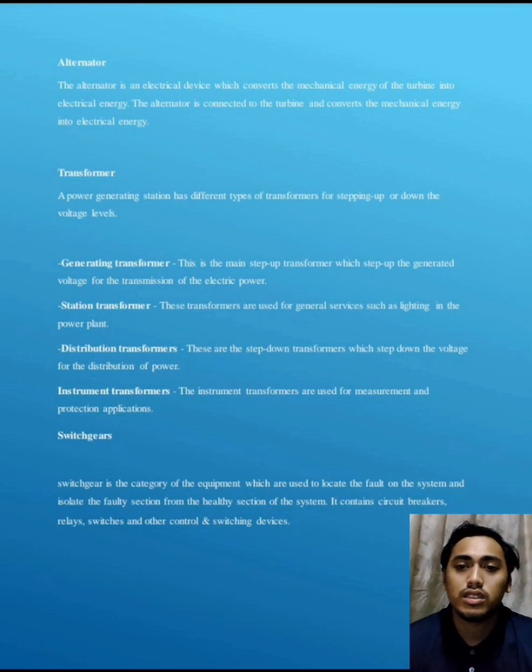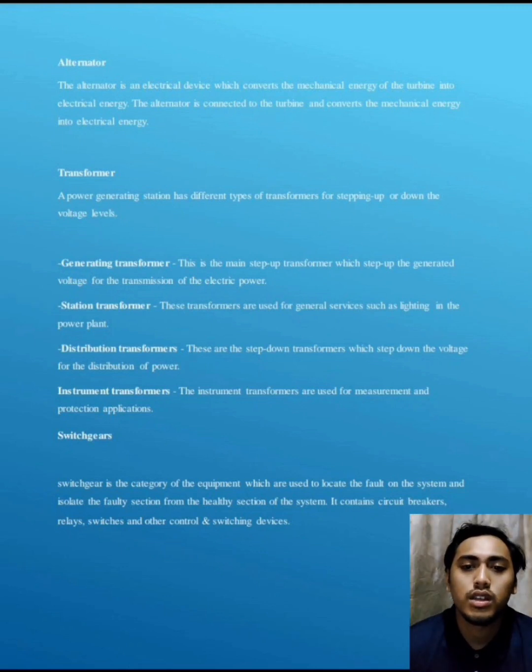Station transformers. These transformers are used for general service such as lighting in the power plant. Distribution transformers. These are the step-down transformers which step down the voltage for the distribution of power. Instrument transformers. The instrument transformers are used for measurement and protection applications.